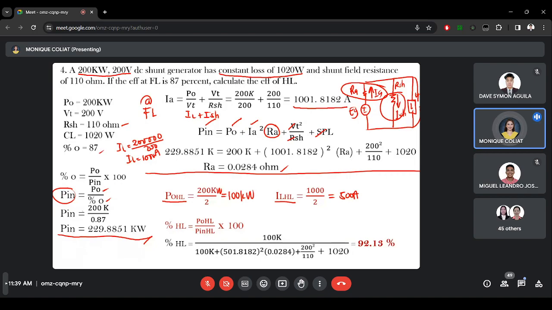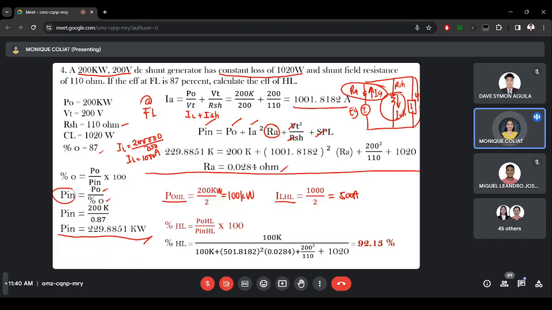So, IA at half load is equals to IL at half load plus ISH. So, IL at half load is 500 and ISH is 200 divided by 110. So, IA at half load is equals to 501.8182 ampere. Okay? Times yung RA which is galing dun sa first condition.